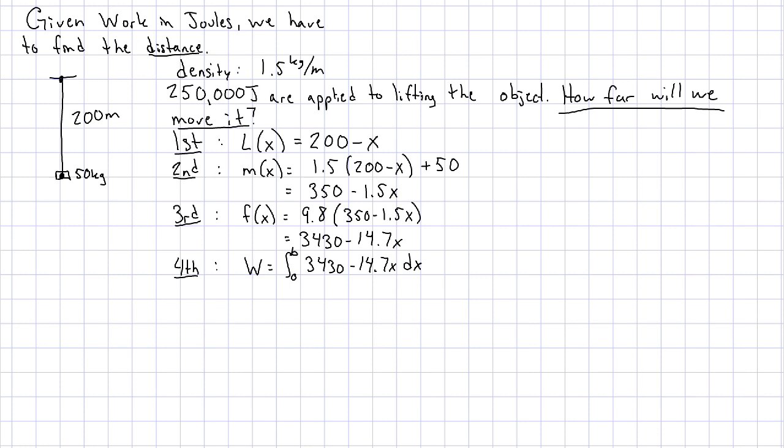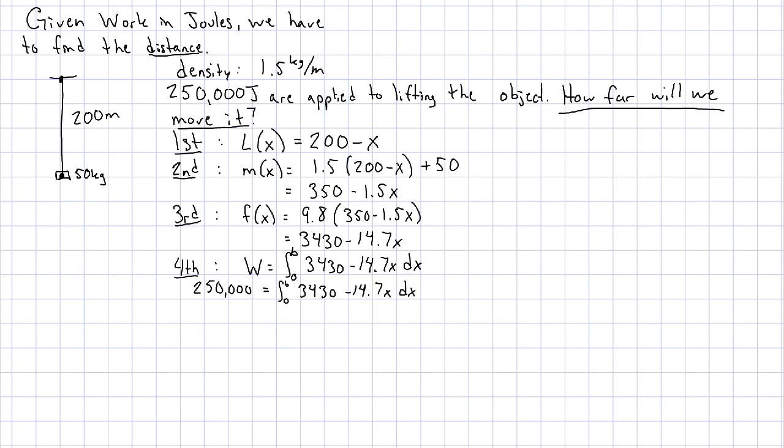I'm going to use B just as a variable. You could use any letter you want. I usually don't use X just because X's appear elsewhere in my problem. I don't want to get confused. But that is what we're going to be doing. We're integrating from 0 to B. I know how much work was applied. So I applied 250,000 joules, and that is equal to this integral from 0 to B of 3430 minus 14.7x dx.